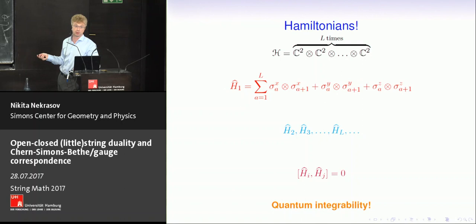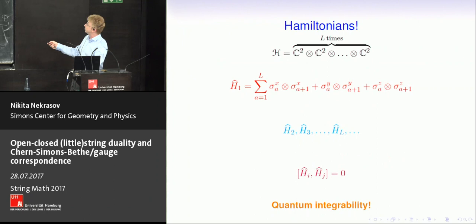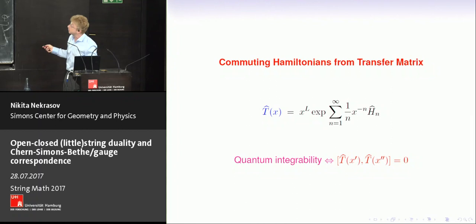Now, one convenient way of packaging these Hamiltonians. I didn't explain what these Hamiltonians are, and that's because it's very hard to write them one by one, unless you find a clever way of organizing them into a generating function. And this generating function is called a transfer matrix, for a reason which will be clear in a second. So basically, here you just form a generating function where you add all these Hamiltonians with some coefficient x to the minus n, where x is an auxiliary variable.